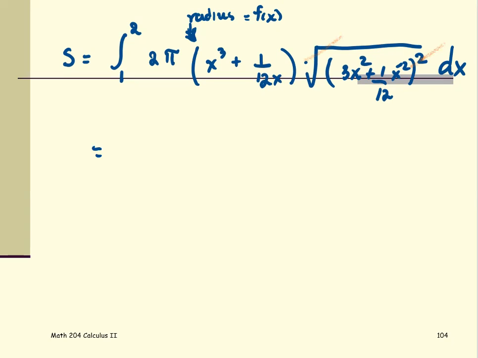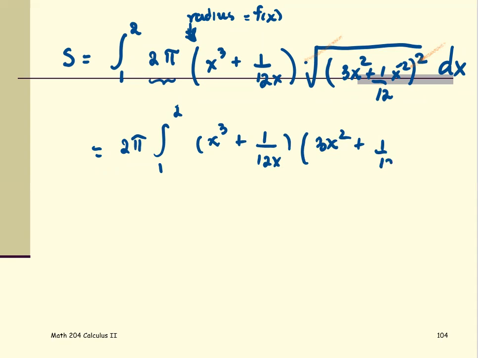And our problem now becomes just the product of the two binomials. I'm going to move 2 pi out of the integral from 1 to 2. And now the integrand is the product of x to the third plus 1 over 12x and 3x squared plus 1 over 12 x to the negative second, with respect to x. And then from this point down, I'll let you finish it.